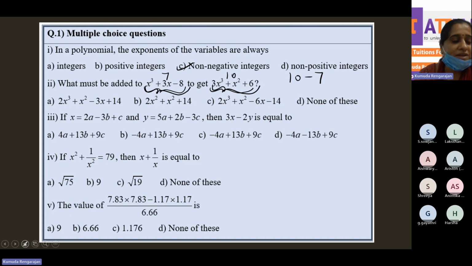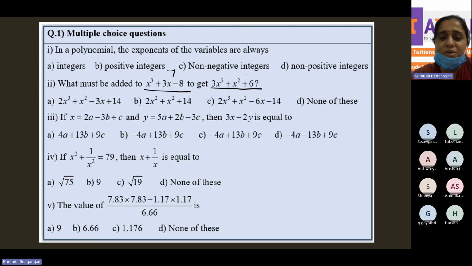When we need to understand the question better, just take some numbers instead of the expressions. Replace this expression by a number. What must be added to 7 to get 10? You will say 3, but how do you get 3 using 10 and 7? Is it 7 plus 10? No. Is it 7 minus 10? That's minus 3. No. Is it 10 plus 7? No. It's 10 minus 7, 3.